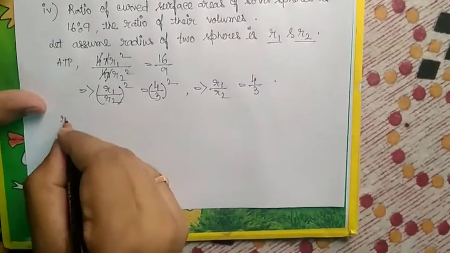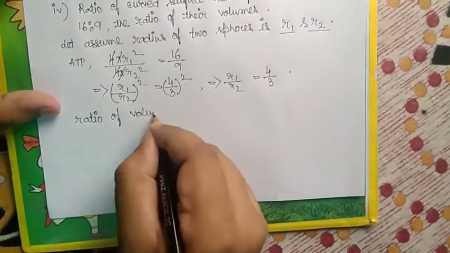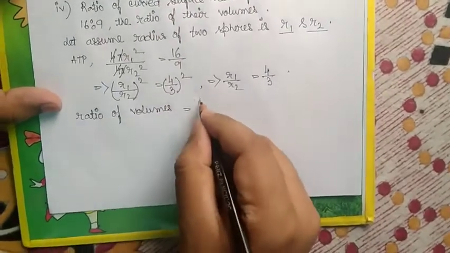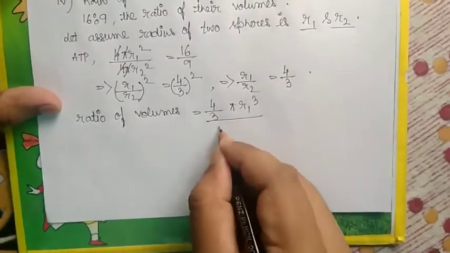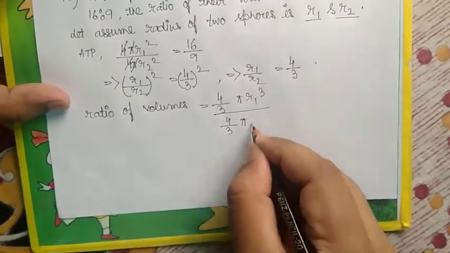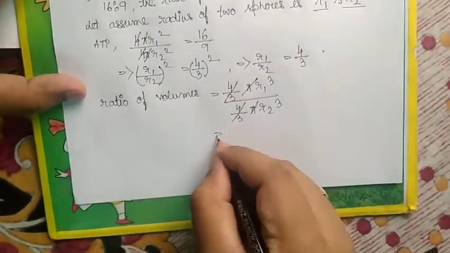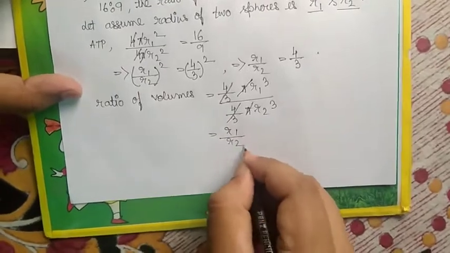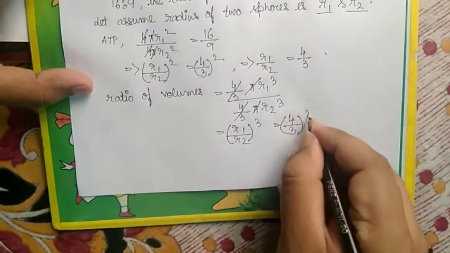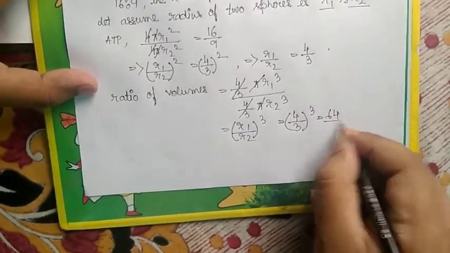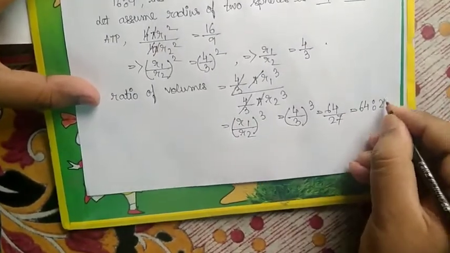Now for the ratio of volumes, the formula is 4 by 3 pi r1 cube by 4 by 3 pi r2 cube. Eliminate those. So we get r1 by r2 whole cube equal to 4 by 3 whole cube equal to 64 by 27. Therefore the ratio is 64:27.